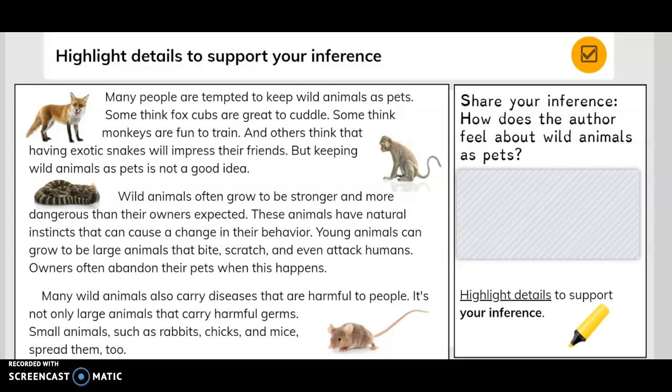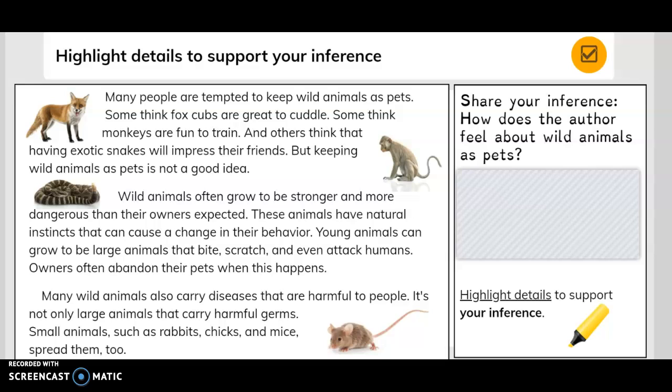Many people are tempted to keep wild animals as pets. Some think fox cubs are great to cuddle. Some think monkeys are fun to train. And others think that having exotic snakes would impress their friends. But keeping wild animals as pets is not a good idea.